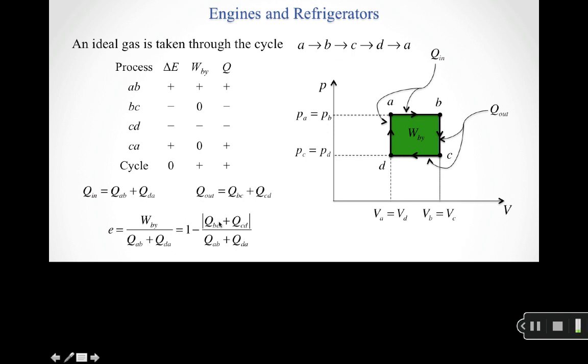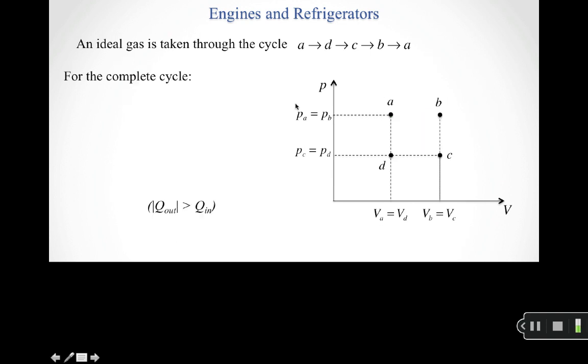So in this case, if I do work by and Q_in, I could do it that way. If I knew Q_out and Q_in, I could use the second equation here to calculate the efficiency. So it's just important to recognize that for this particular process, I happen to have two states each where my system is taking in energy as heat, and then two more states where it's getting rid of energy as heat.